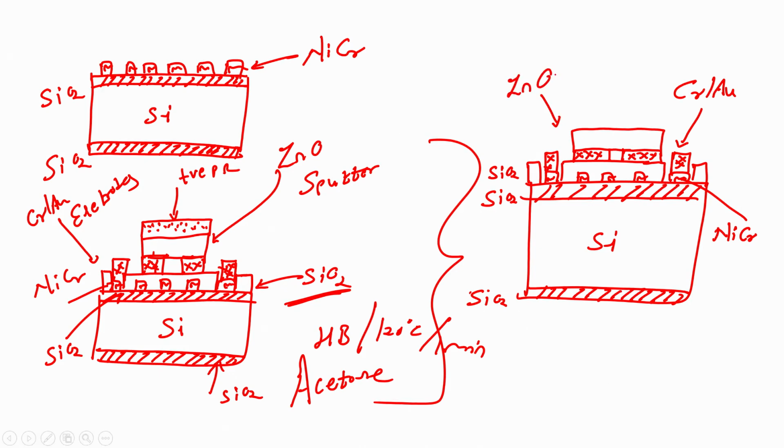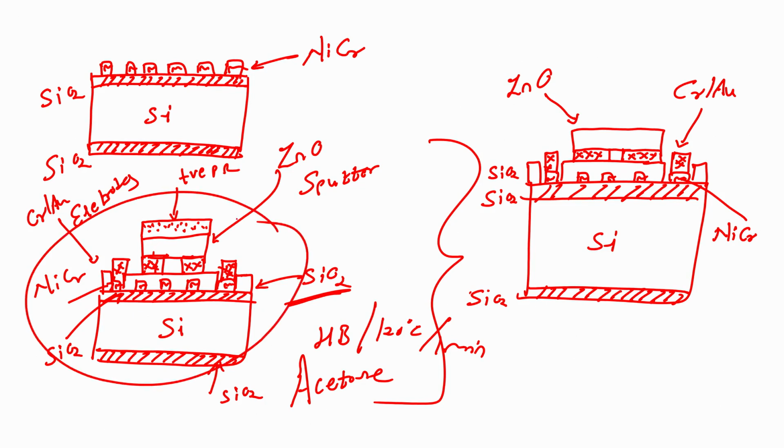zinc oxide, right. If I dip this particular wafer in acetone, my photoresist will be stripped off and I will have my zinc oxide material on chrome gold, which are the electrodes. So, how many contacts are there? I have 4 contacts, 2 for the electrodes and 2 for the heater. Alright guys. So, this is the process flow for fabricating a sensor.